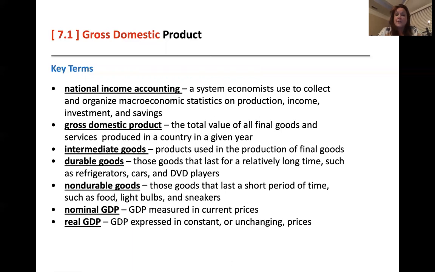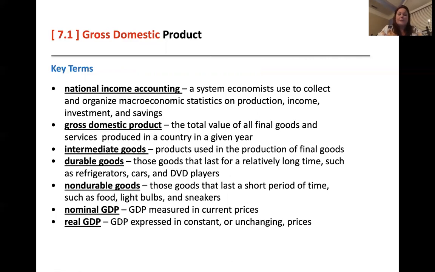Intermediate goods, these are products used in the final production. So this would be like all the parts you need to build your finished product. Those are intermediate goods. Goods that are durable are going to last for a relatively long time. Refrigerators, stoves, cars, DVD players. Non-durable goods last a short period of time. Food, I think of milk. Milk only lasts so long and it goes bad. Eggs, light bulbs are eventually going to go bad. Shoes, you're going to replace those.